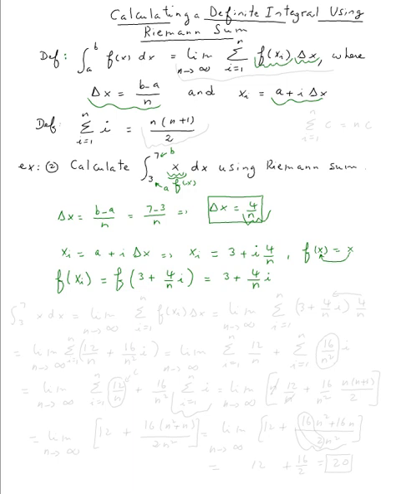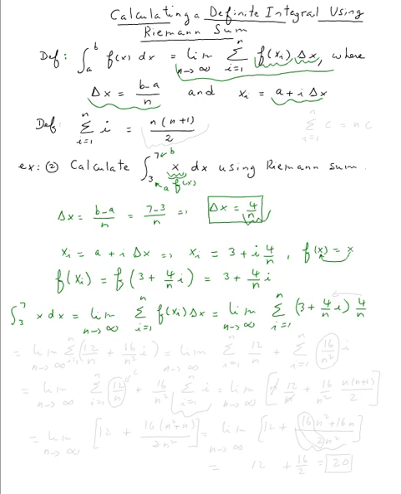Now let's do the integral. Integral from 3 to 7 of x dx is equal, by definition, to a limit as n goes to infinity, definition is right here, of the sum from i equal 1 to n of f of xi delta x, which is a limit as n goes to infinity of the sum from i equal 1 to n. F of xi, we said it's 3 plus 4 over n times i, and delta x is 4 over n.